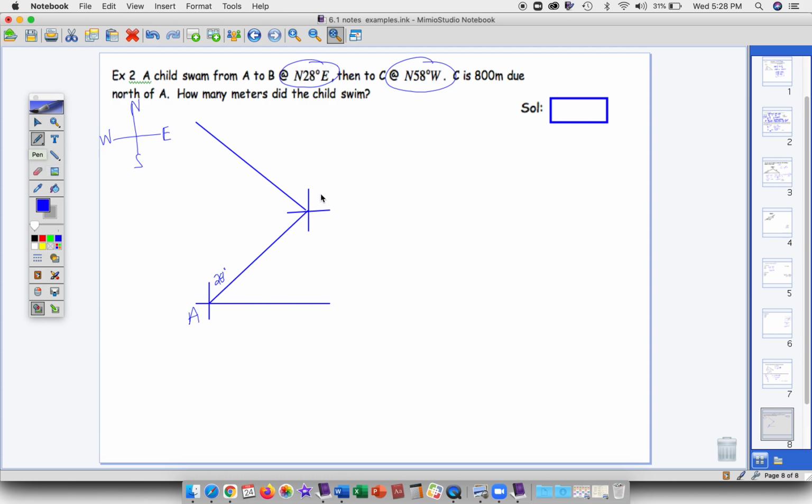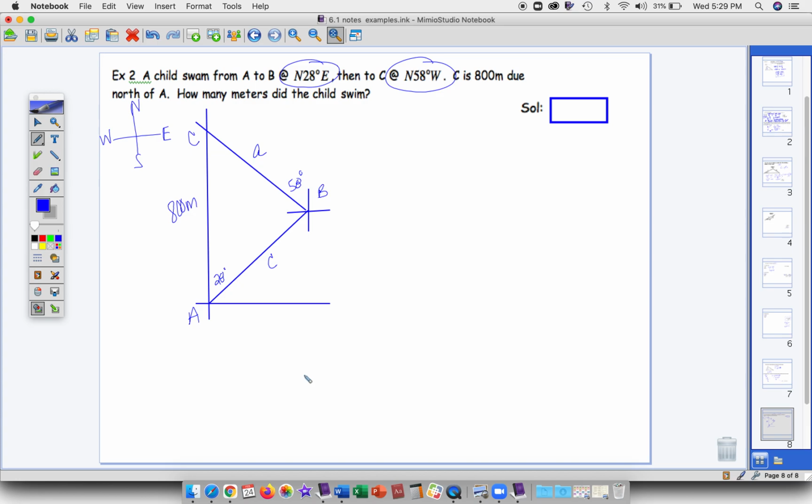So this is B, and this will be our endpoint C. So let me just extend this vertical straight up, and that's point C. Okay, so we've got the 28 degree angle. We know this bearing is 58 out here. We know C is 800 meters due north of A, so that's 800. And we're asked, how many meters did the child swim? So we want this length, we'll call this side C, and we want this length, which is side A.